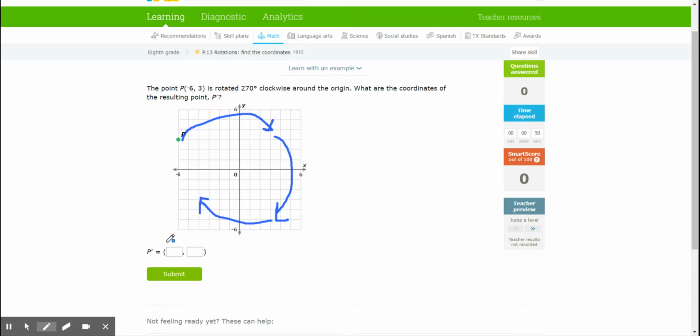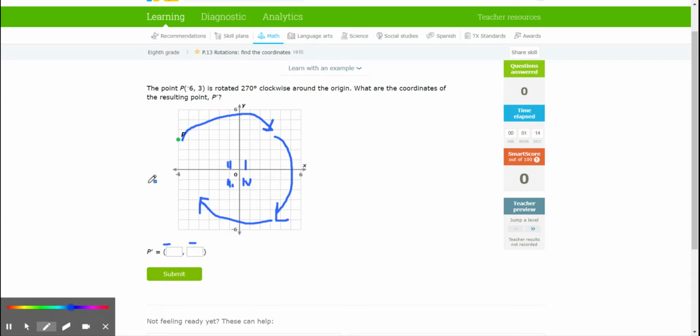So the first thing I notice is, if this is quadrant 1, this is quadrant 2, this is quadrant 3, and this is quadrant 4, I notice it ends up in quadrant 3. So that's a hint to me that my answer is going to have a negative there, because we have a negative x and we have a negative y. So first of all, I already know the signs of my answer.